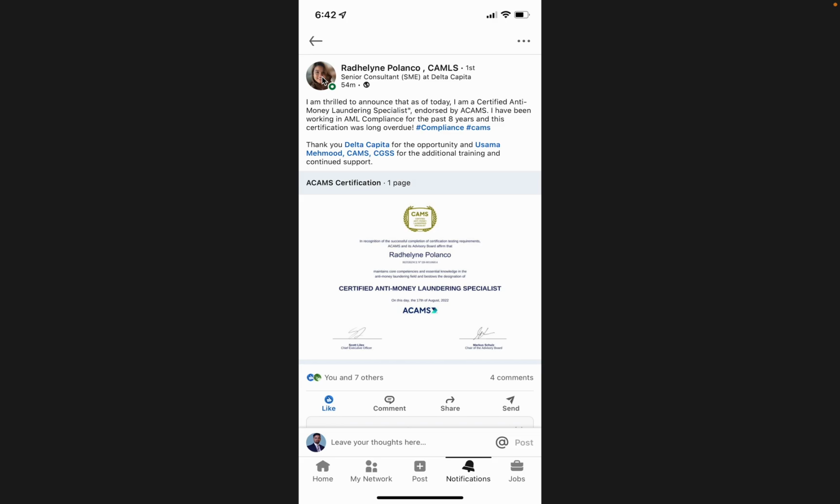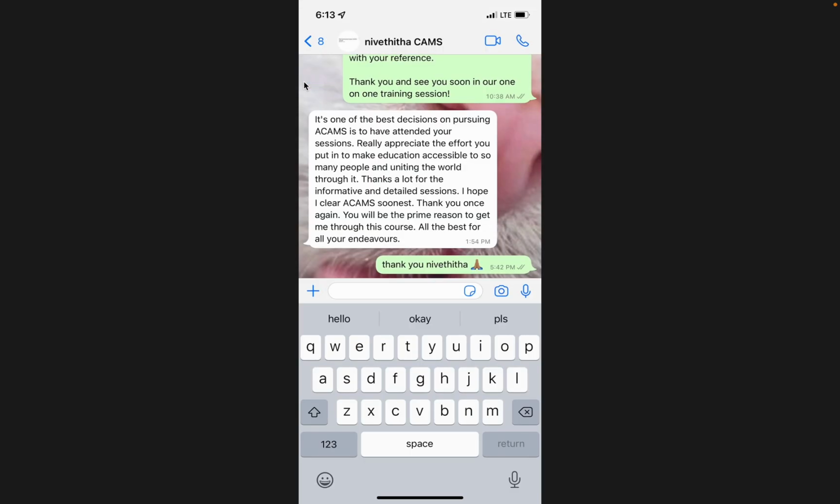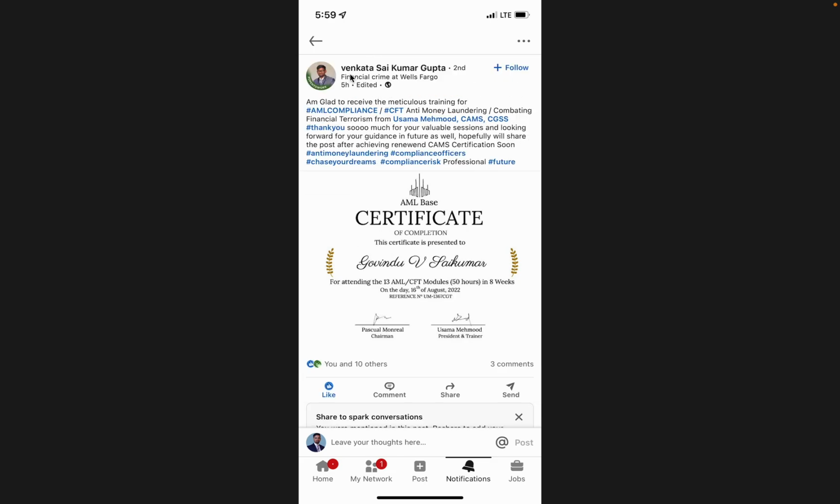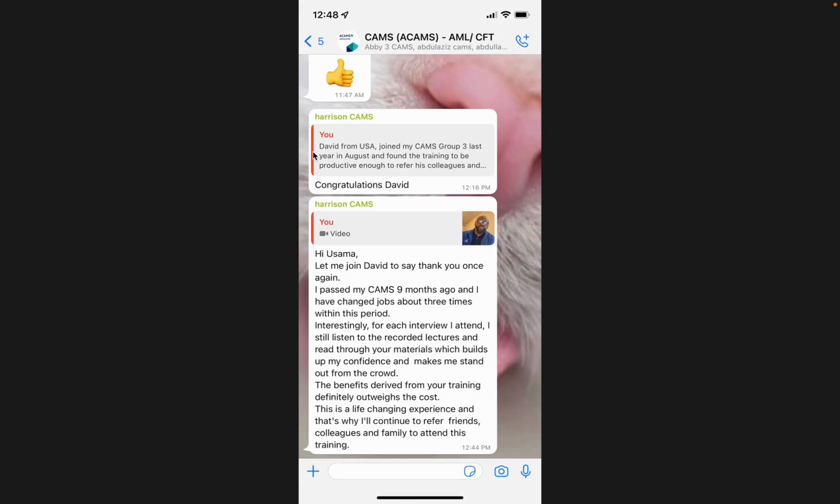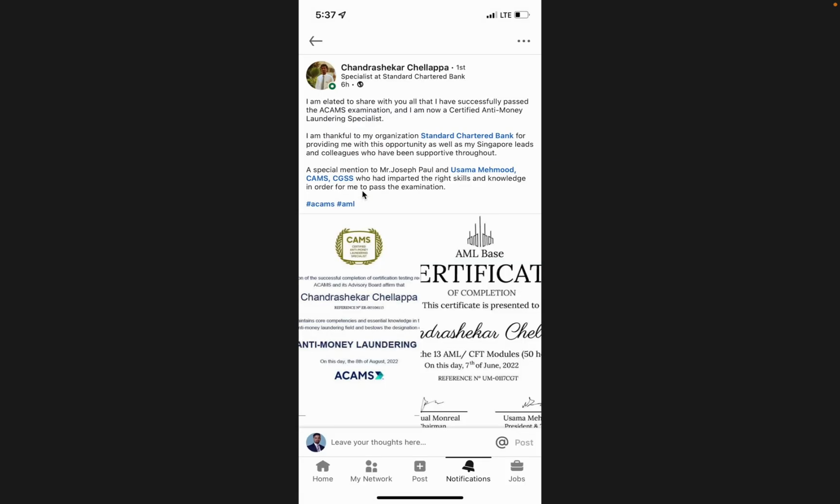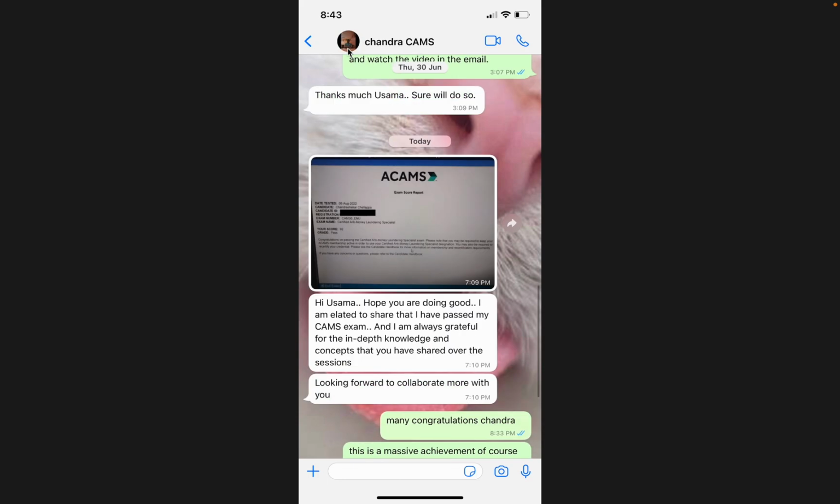living in UAE. Another is from Canada. Sylvia is from Nigeria, I think. Again, this guy, I can't pronounce the name, but she's from India. This guy is from India as well. Amika we just saw from India, and this is Harrison, actually from Nigeria but living in the UK, and David from USA, another from India. This guy is from USA. Mohammed, CJS exam, Chandra from India.